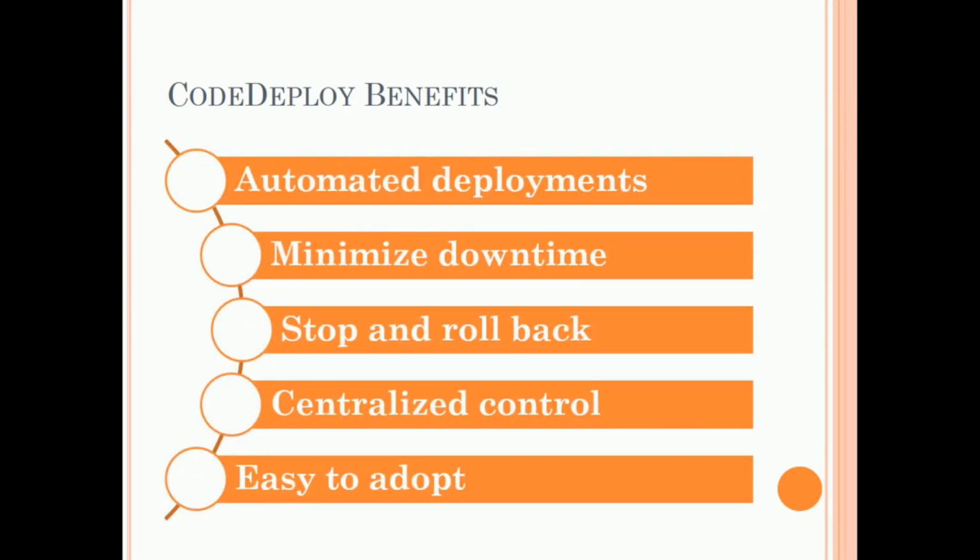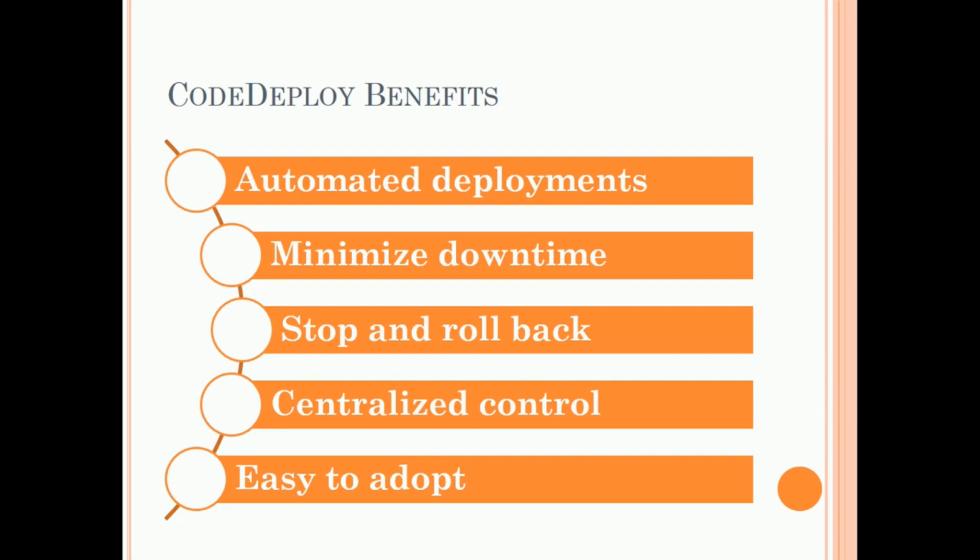First is automated deployments. AWS CodeDeploy fully automates your application deployment across your development, test and production environments. The second is minimize downtime. AWS CodeDeploy helps us to maximize the application availability, so it will minimize the downtime of the applications. Third is stop and roll back. We can automatically or manually stop and roll back the deployments if there are any errors. So it will save our time and also the performance for the application.